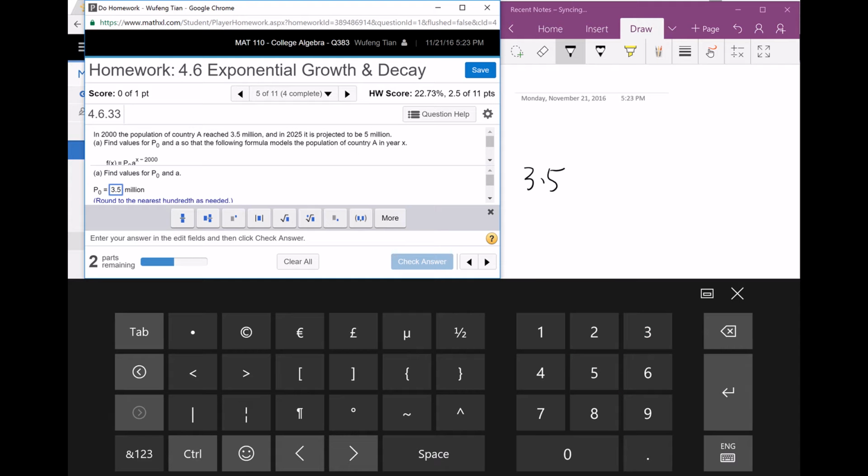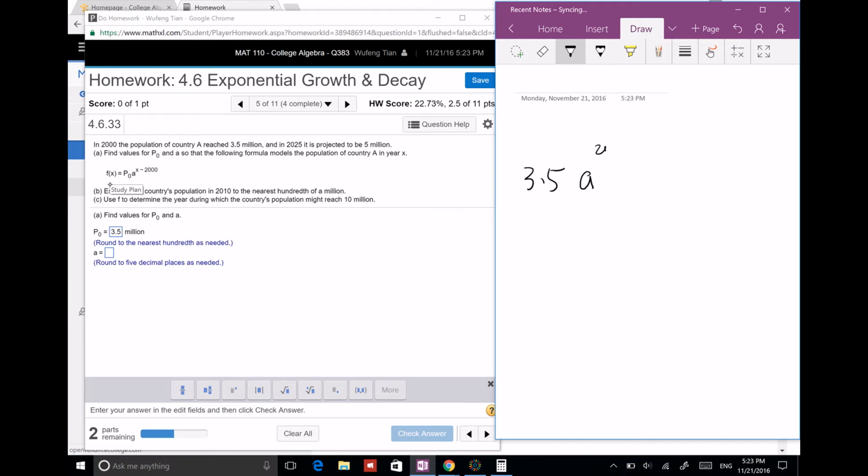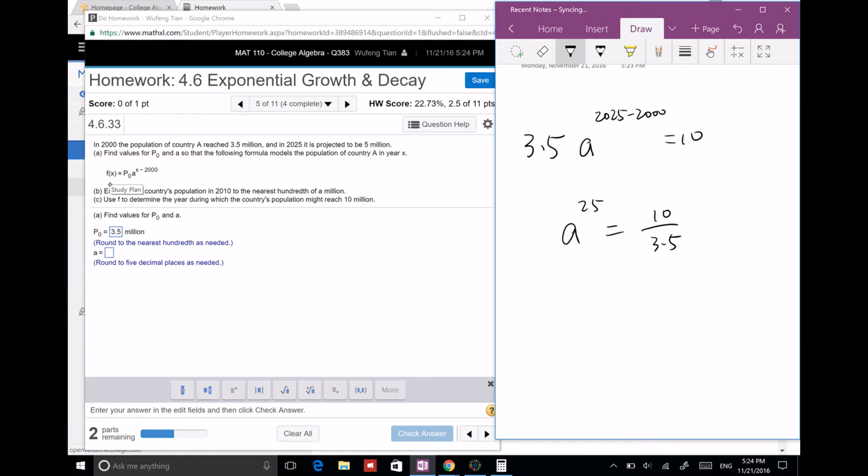And we need to find the other one. So 3.5 times A to the power 2025 minus 2000, it equals 10 million. So you get A to the power 25 equals 10 over 3.5. So what do you need to do? You need to find A. How do you find A? You can find A to the 25 equals some number.